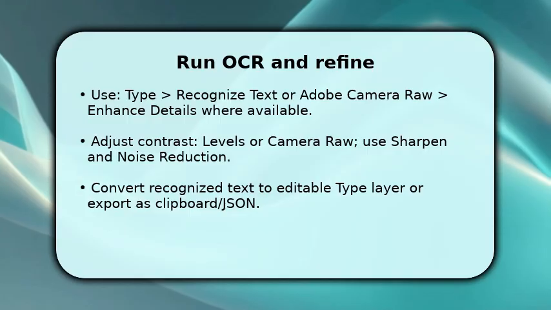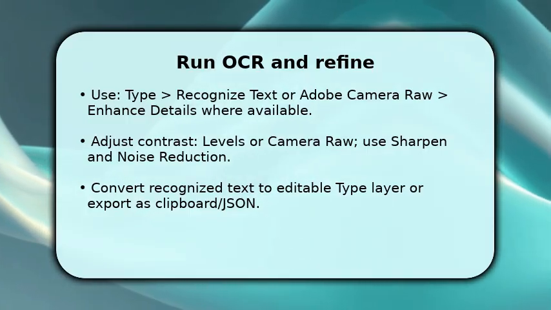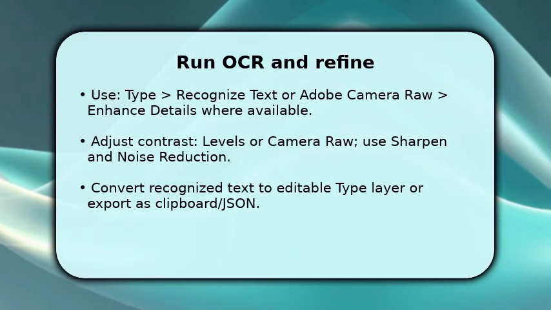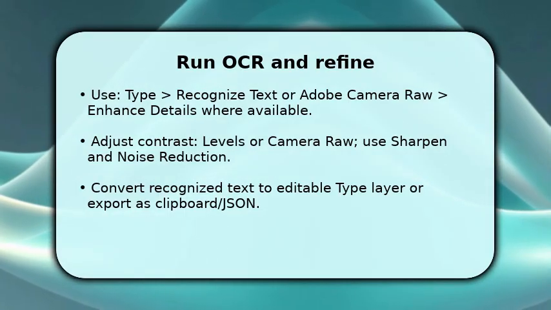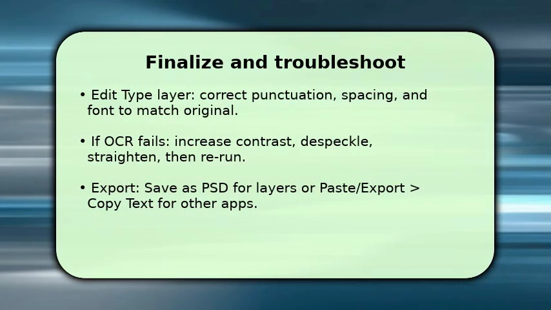Once Photoshop returns results, inspect the type layer or extracted text for errors. You'll usually need small fixes where font or punctuation confuse the OCR. Make sure to keep the edited duplicate layer so you can rerun recognition after corrections. You finish by cleaning up the editable text and matching fonts, spacing, and punctuation to the source.